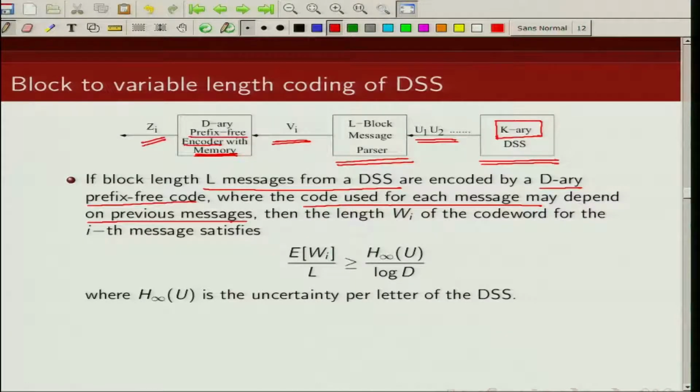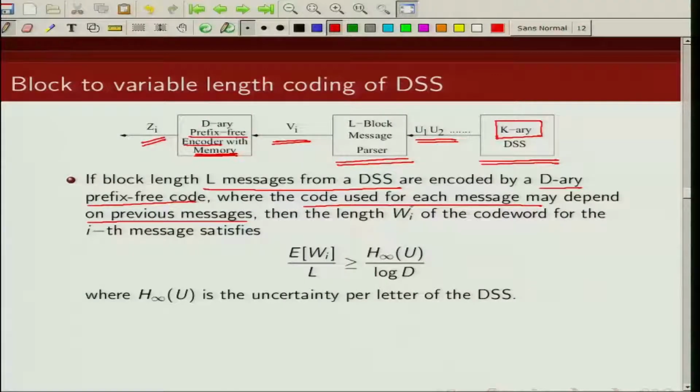So why are we saying this? Because our source has memory, so it is likely that sequences which happened in the recent past are more likely to happen in the future, as compared to sequences which happened a long time back. So we need to design our block to variable length encoder which would exploit the memory of the source, and that's why we are saying that the code word used for each message may depend on previous messages.